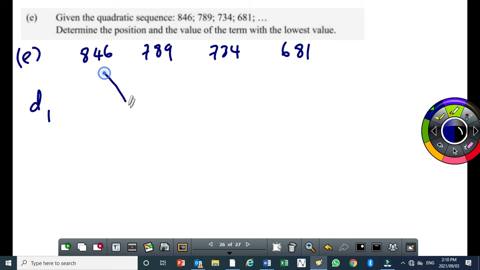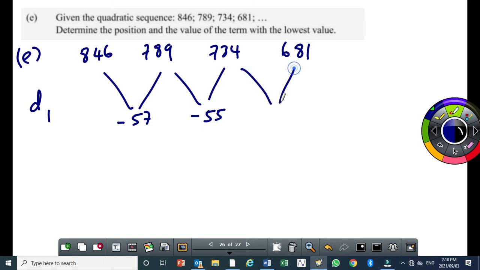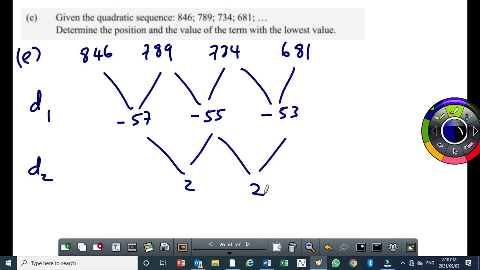So our first difference is, what's the difference? It's minus 57. Then the next one, minus 55. And the third one, minus 53. Then the second difference is 2, this will give you a positive 2, and that will give you a positive 2.